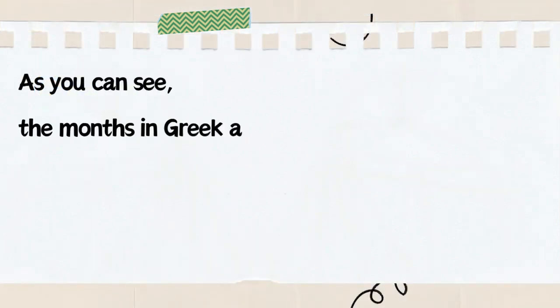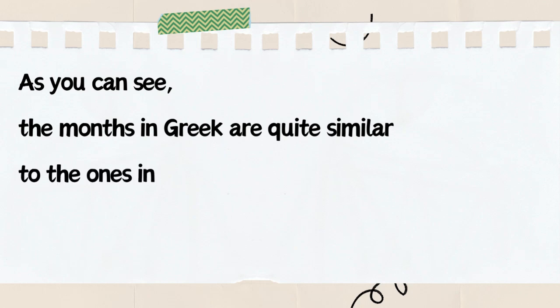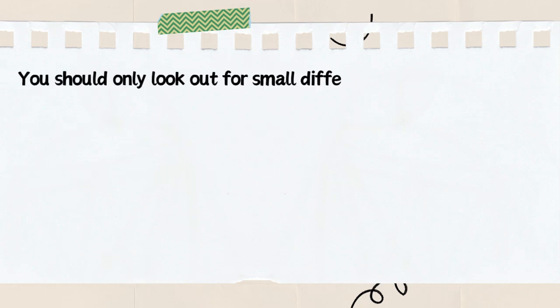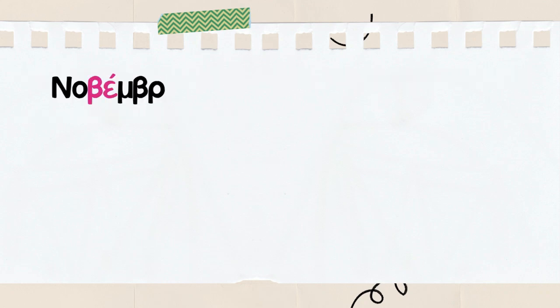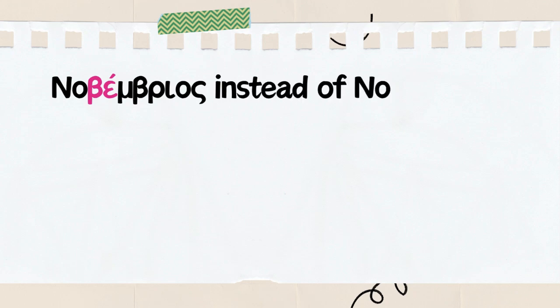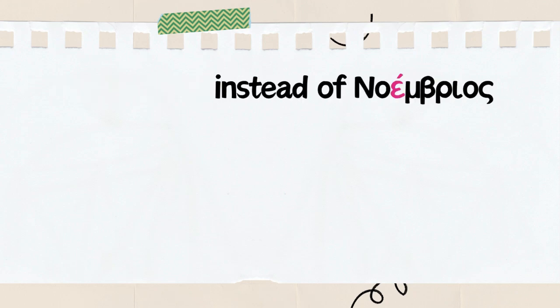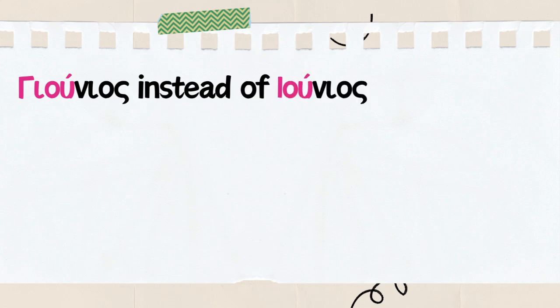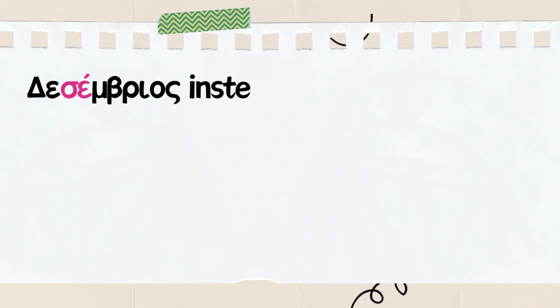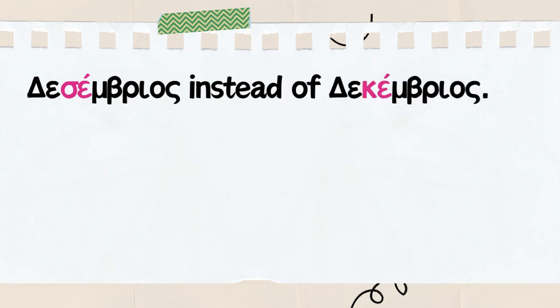As you can see, the months in Greek are quite similar to the ones in English, and you should only look out for small differences in pronunciation, so you don't accidentally say Novembrios instead of Noembrios, or Iunios instead of Iunios, or Decembrios instead of Decembrios.